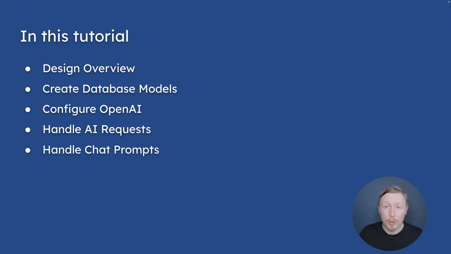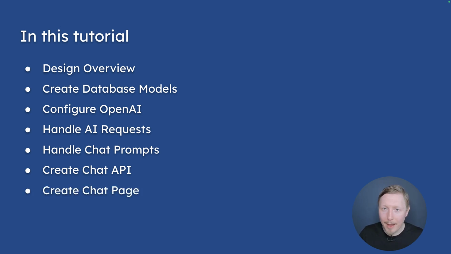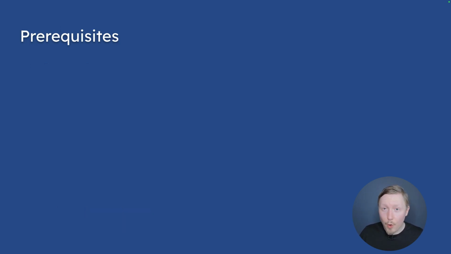We'll also handle the chat prompts that the user enters into the chat. And we'll create a chat API on our backend that allows our front end to make requests and receive responses. And we'll create the chat page that I just showed you in the React front end that we have for our project. And then once we have the chat page, we'll integrate it with our chat API to have a working chatbot.